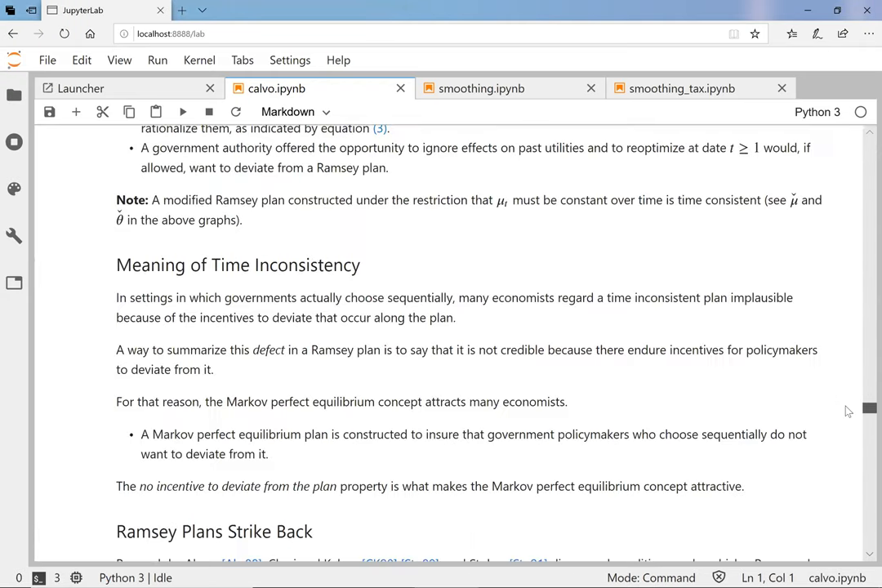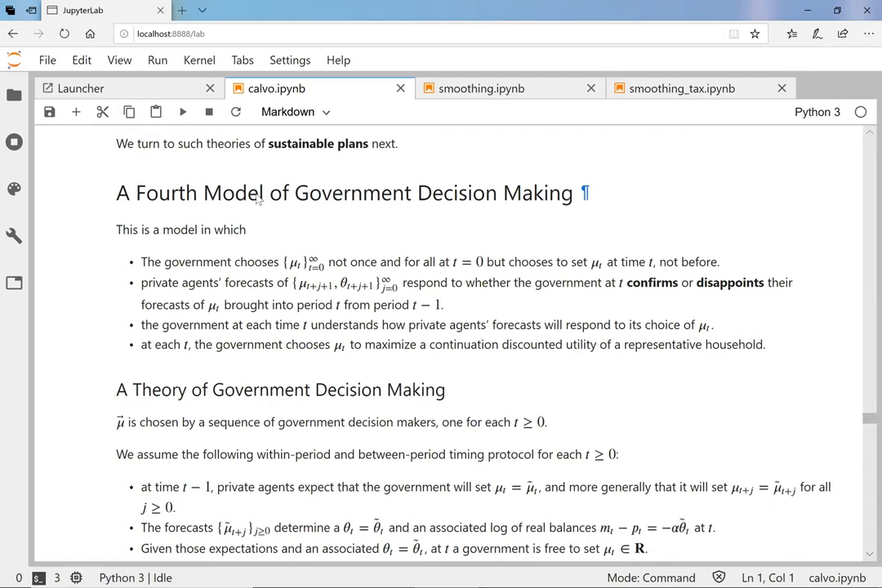Okay, so I'm going to just jump down to the end. So we're going to remember our fourth model of decision making, in which governments were choosing sequentially, or you could think of there being a sequence of governments. Each government at time t cares about what happens today. It also cares about the future. And just to remind you, our key thing that was being chosen was this mu, this vector, and this vector is a sequence going from t equals zero to infinity. And the time t government chooses only the time t component of that sequence.